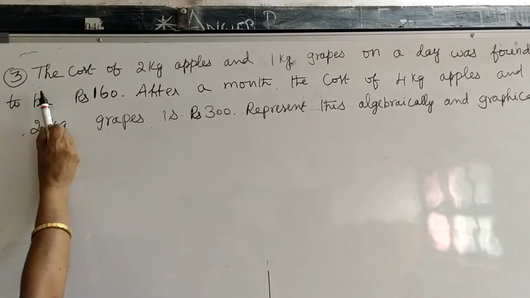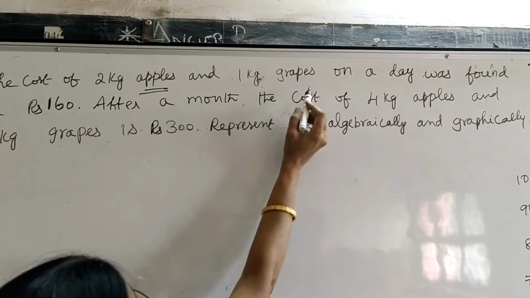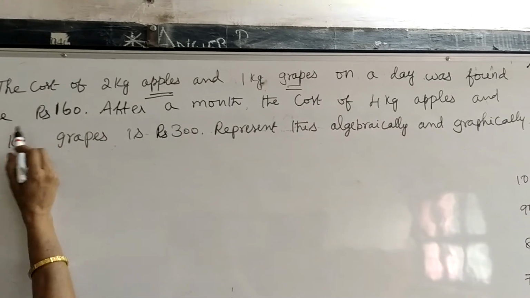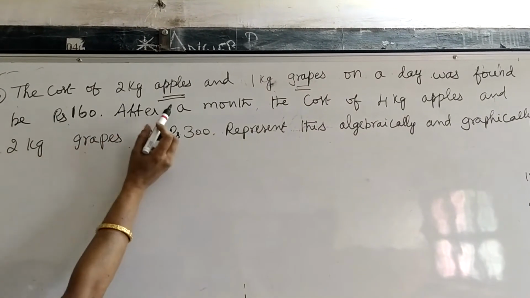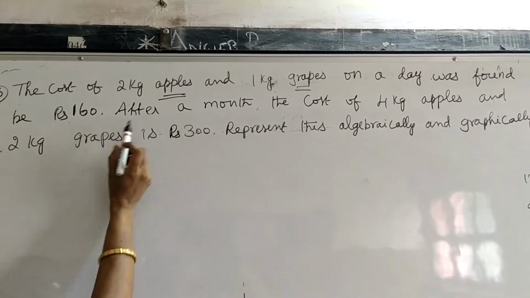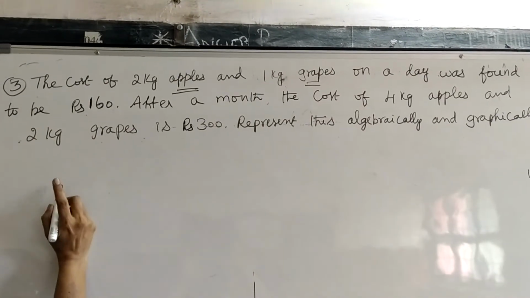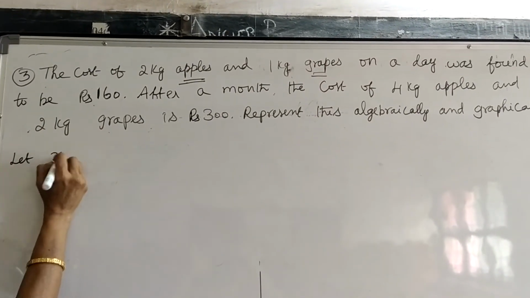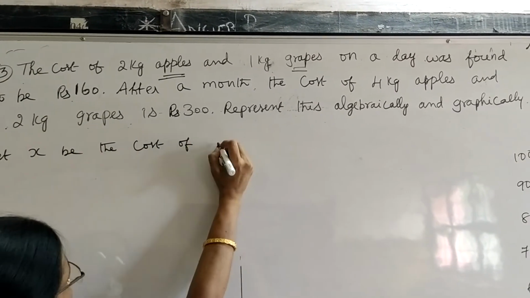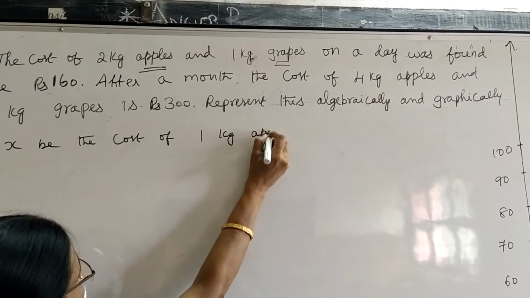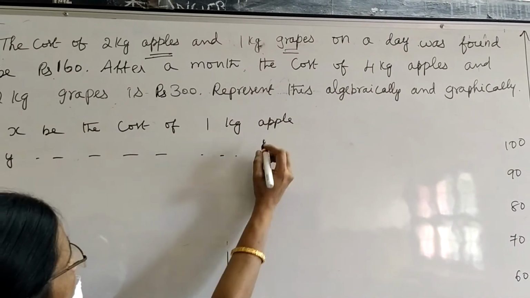The third question is, the cost of 2 kg apples and 1 kg grapes on a day was found to be rupees 160. You can see the equation relates the cost of apples and grapes. So I am going to take the price of 1 kg apple as x rupees and the price of 1 kg grapes as y rupees. So let x be the price of 1 kg apple and y be the cost of 1 kg grapes.